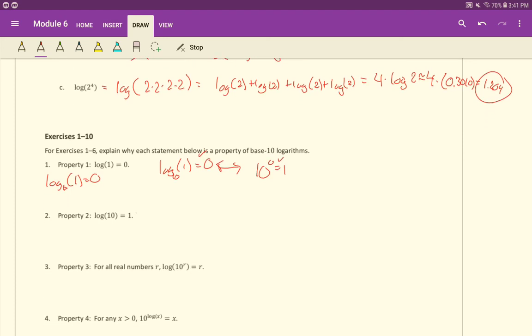Okay, what about log base 10 of 10 equals 1? Well, same kind of argument here. Again, log of 10 is really log base 10 of 10, and we say that's equal to 1. So again, rewrite it in exponential form. 10 to the 1 equals 10, and yeah, that's true, so this is going to be true too.